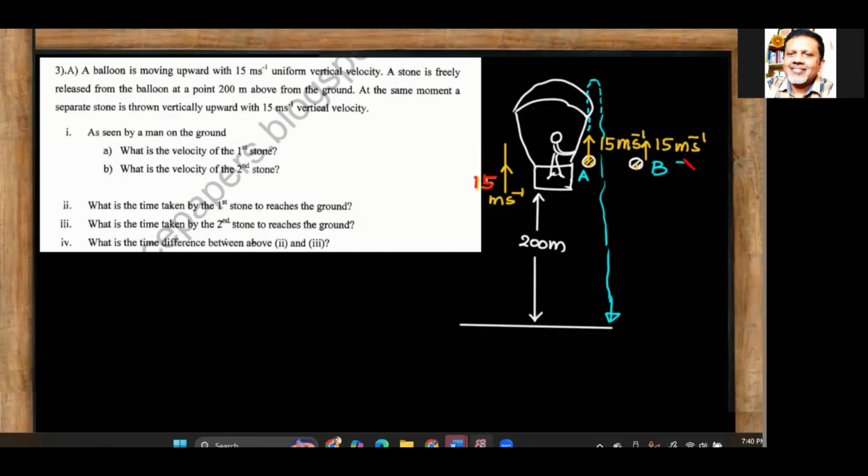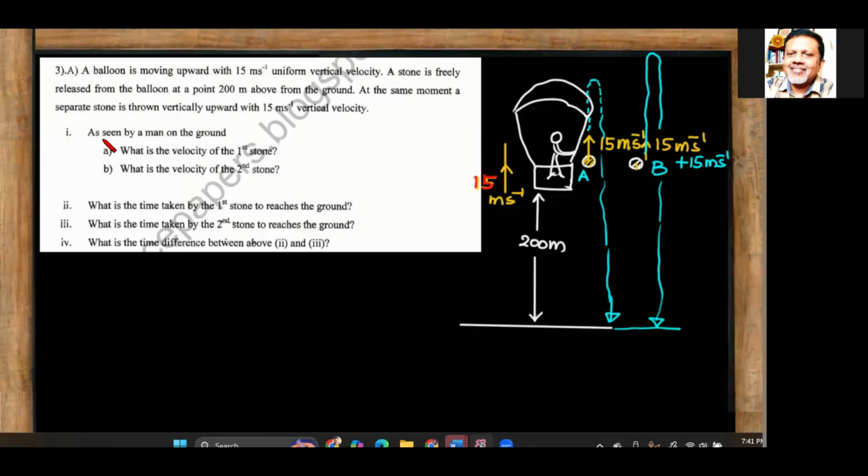Therefore, it should be moving with 30 meter per second at the initial position. So it should go up further because the initial velocity is double the velocity of A. So it will go a little bit further above and come back and reach the ground. So this is what we have to consider when you deal with the problem.